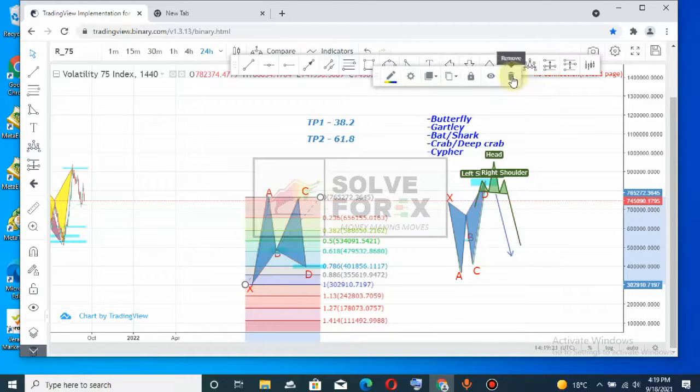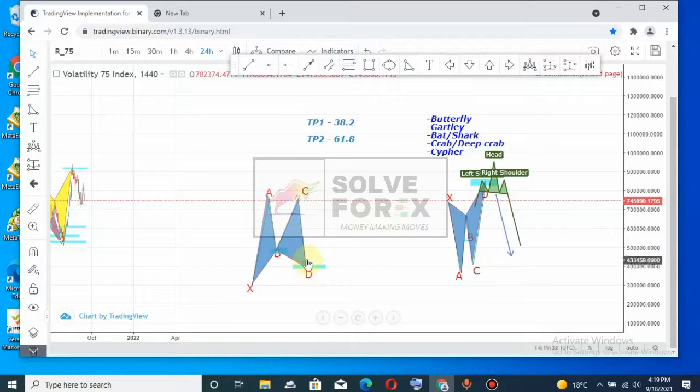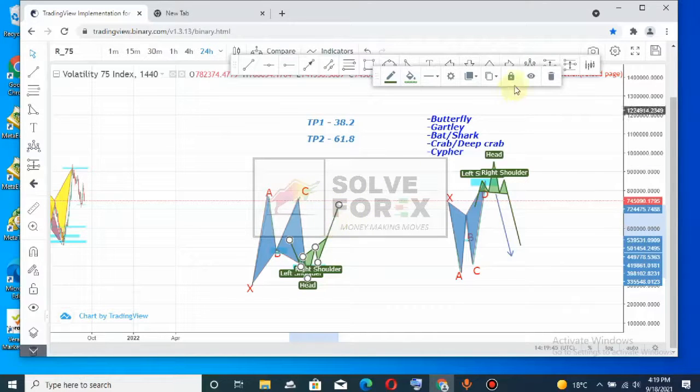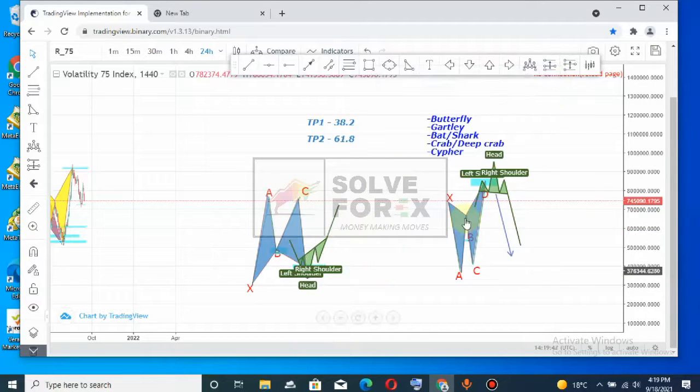What do you wait for? You wait for your double bottom here or inverted head and shoulders. Then that's your confirmation like this. Head, shoulder, entry up. That's your entry up. Same applies with your bearish Gartley.